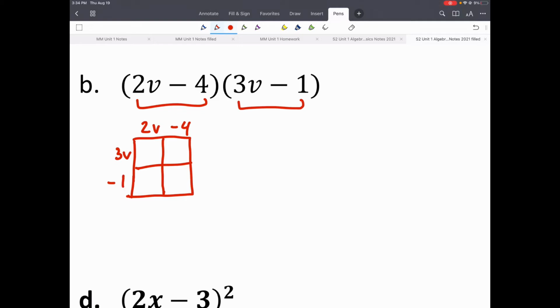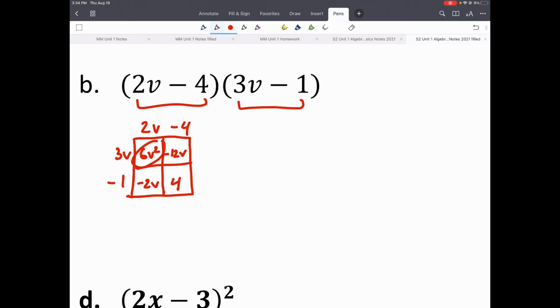Include the signs that go with them, and then we just use a multiplication table. So 3v times 2v gives you 6v squared, and 3v times negative 4 gives us negative 12v, negative 1 times 2v is negative 2v, and then negative 1 times negative 4 gives us a positive 4. And then all you need to do is add all of those boxes together.